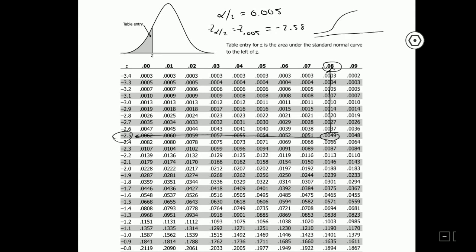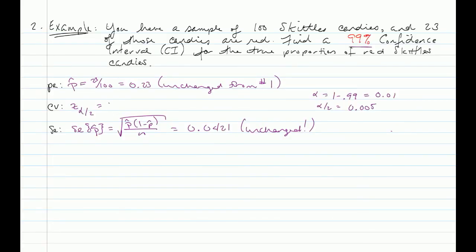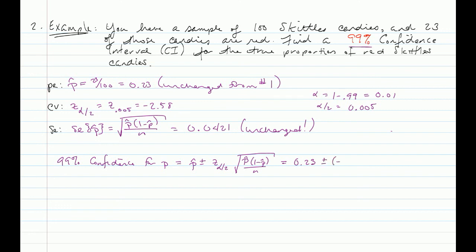And graphically, that means that I have a z-score with 0.005 probability less than it, and that z-score is negative 2.58. So coming back to my work, my z of 0.005 is negative 2.58. And I again have all the pieces I need to get my confidence interval for that true proportion. So my 99% confidence interval for p is p hat plus or minus z alpha over 2 times the standard error of p hat, which is the square root of p hat, 1 minus p hat over n. And then I can plug in because I have all these terms. So it's going to be 0.23 plus or minus that z-score, negative 2.58, times our standard error of 0.0421.